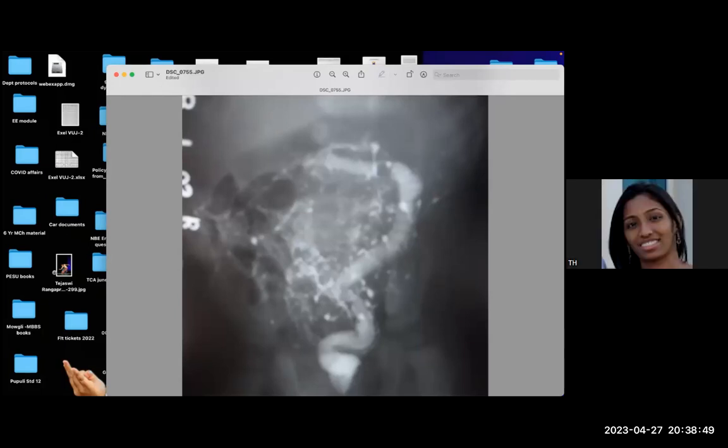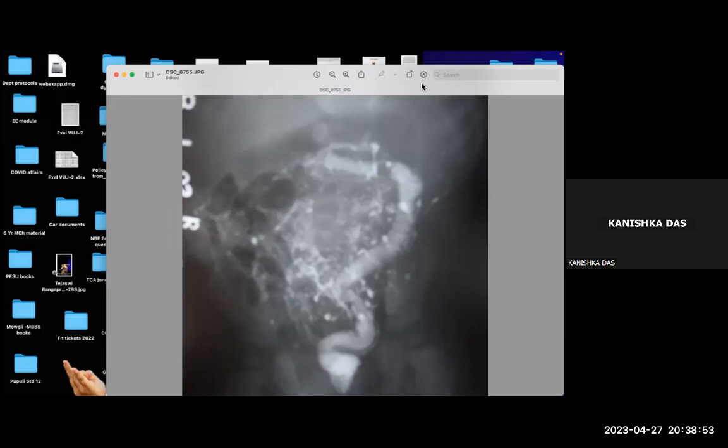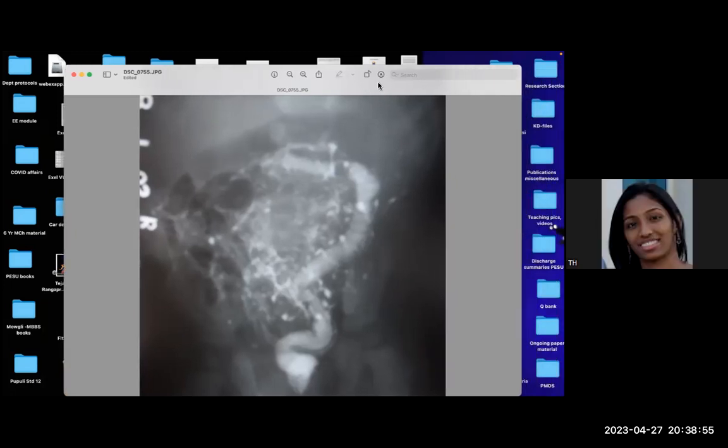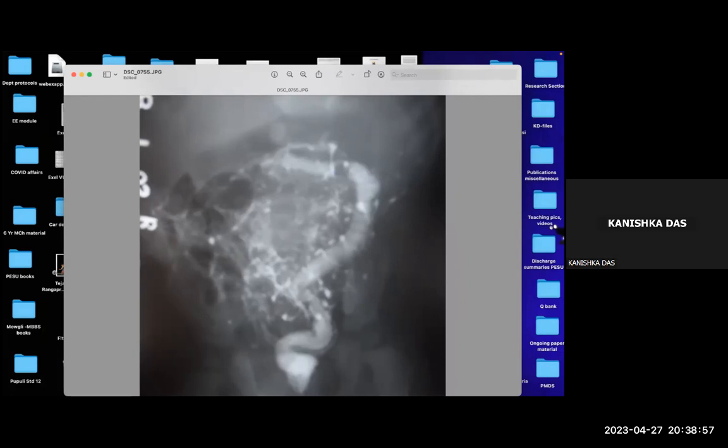Sir, there is no flow. It's a barium enema, which is showing no flow. Yes, Tejasvi, sir, CMC. Okay, good. So there is a barium enema study of a child. The enema shows filling of the rectum, sigmoid, and the descending colon up to the splenic flexure. There's no flow of contrast beyond the mid transverse colon.